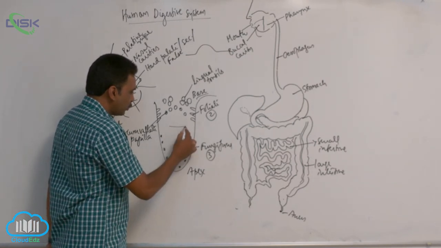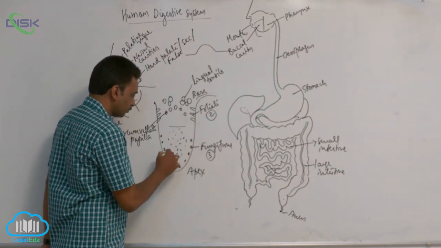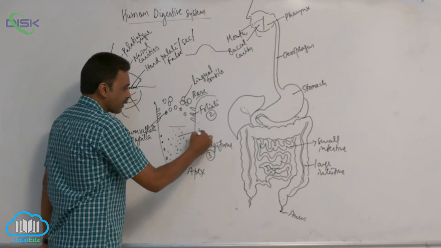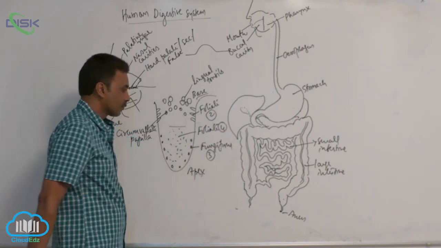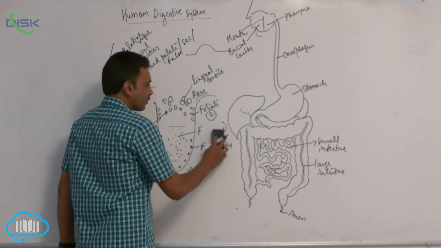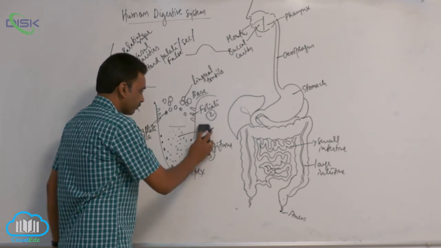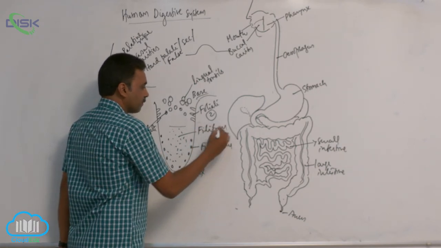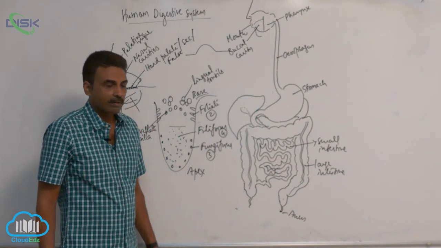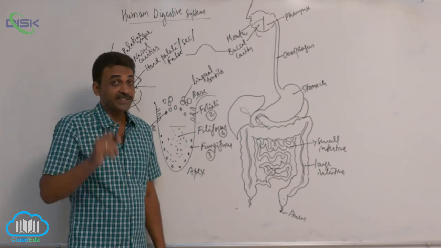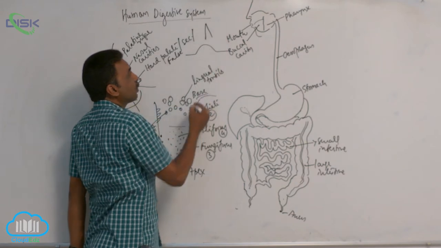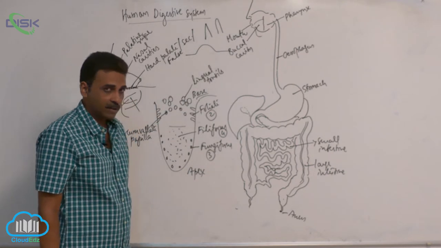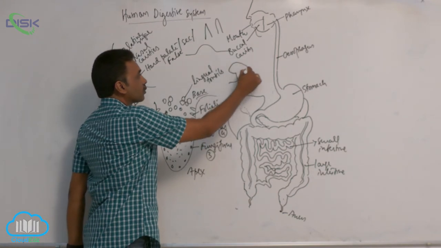Then, the anterior two-thirds. If I divide this into 3 parts, the anterior two-thirds contains filiform papillae. Filiform means filamentous. Filiform papillae are either conical or cylindrical. Fungiform papillae are mushroom-like.